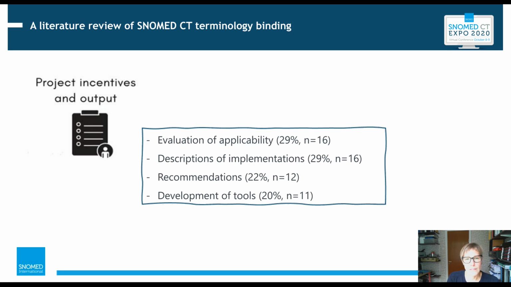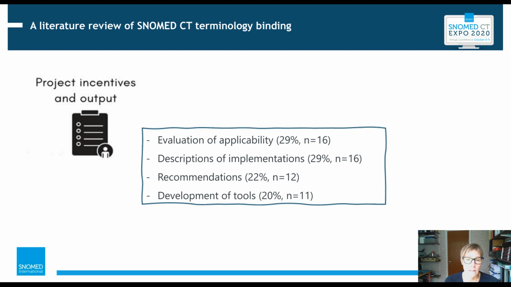So the different types of papers that were included could be divided into these 4 categories. The first 3 are somewhat sequential, where the first one is evaluation of applicability. There are papers describing how you can evaluate if SNOMED CT is suitable for the area you're working within, perhaps compare it to other terminologies, perhaps end up in some sort of percentage of coverage of the terms that you wanted to try to find.